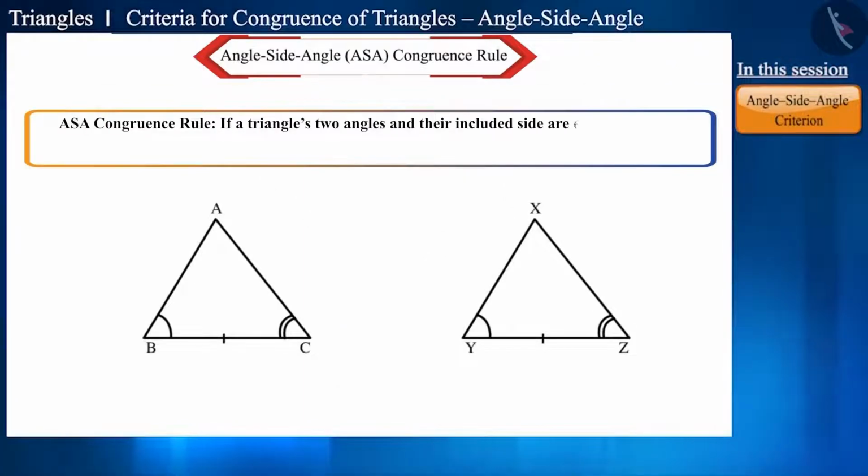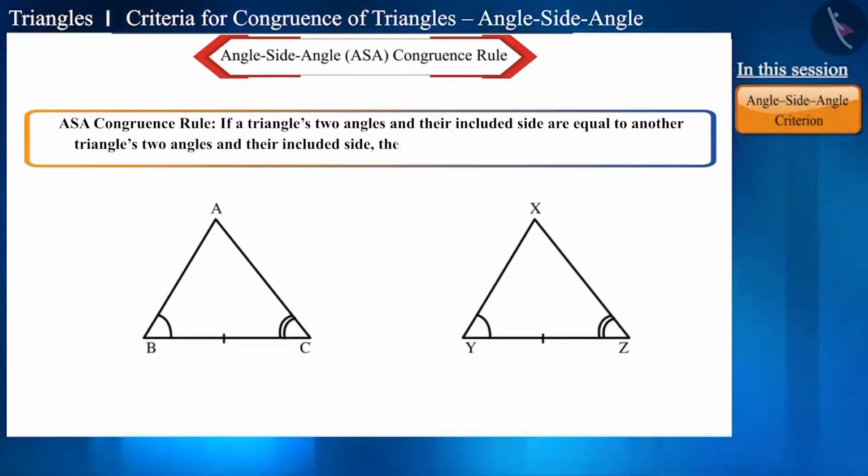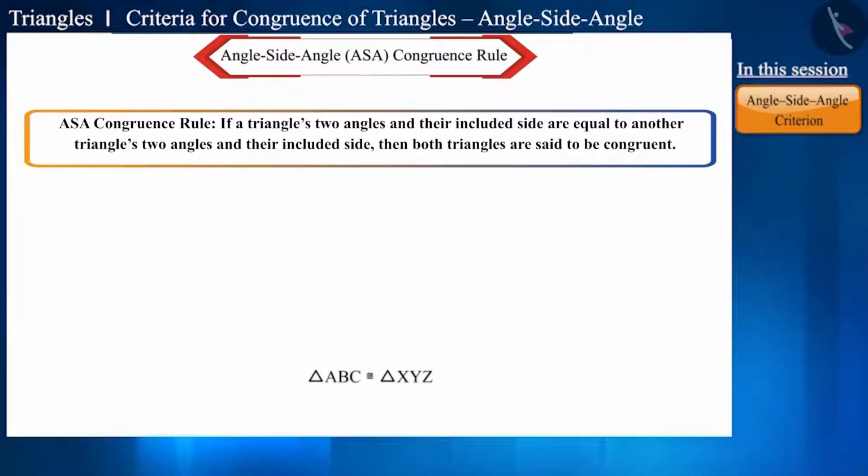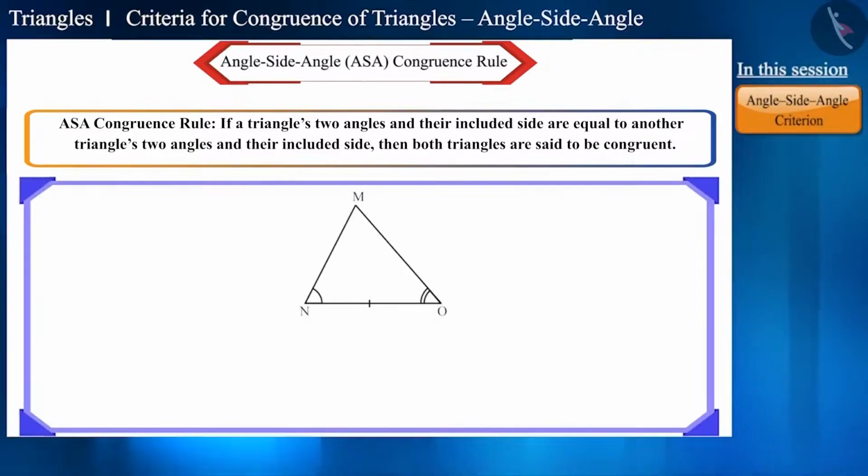Friends, what can you guess from the name of ASA, that is the angle side angle congruence rule? Yes, according to this rule, if a triangle's two angles and their included side are equal to another triangle's two angles and their included side, then both triangles are said to be congruent. Let us draw a figure with the help of this statement.